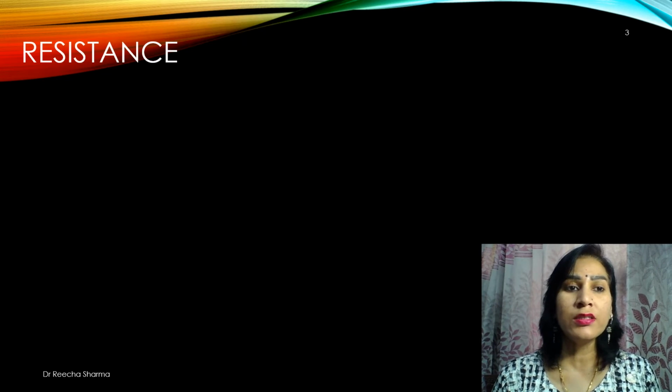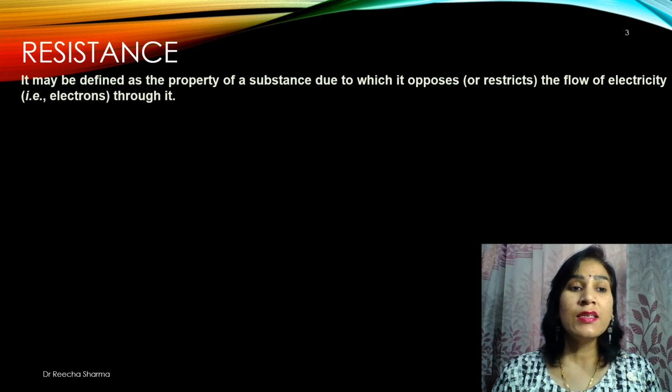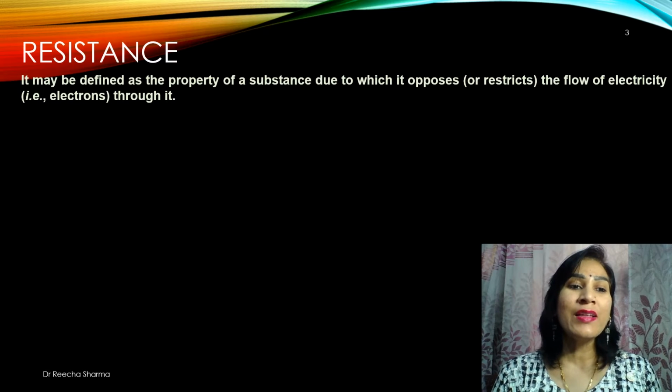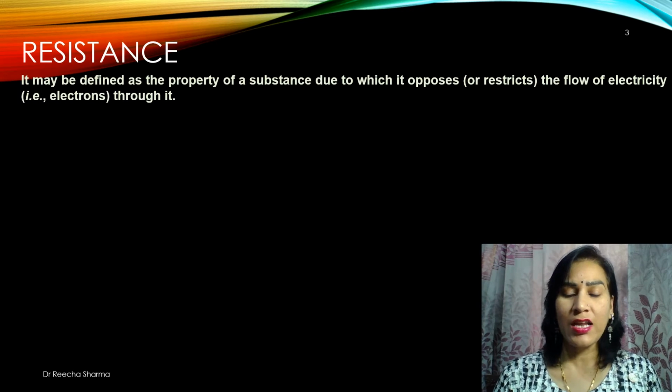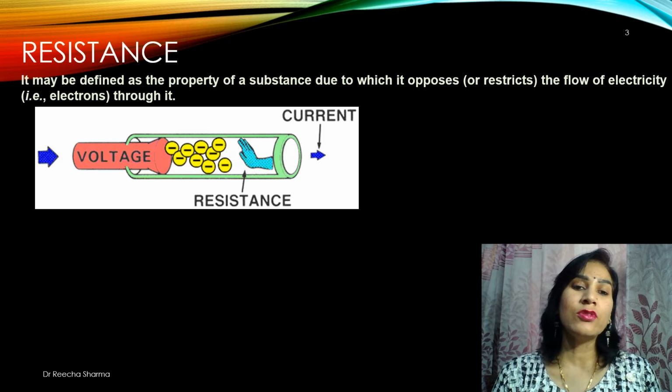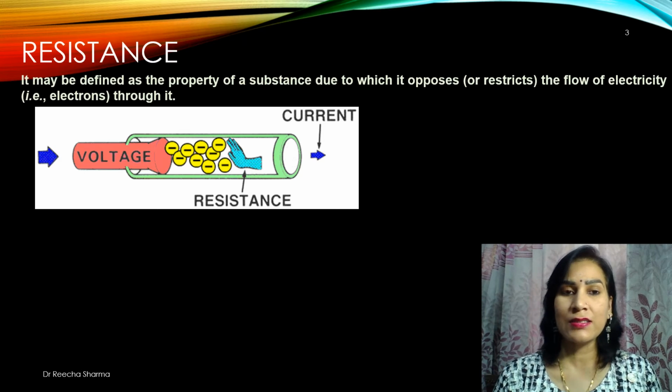First of all, the definition of resistance. What do you mean by resistance? Resistance may be defined as the property of a substance due to which it opposes or restricts the flow of electricity, that is electrons, through it, as shown in the diagram. It opposes the flow of the electrons. That which opposes the flow of electrons is called resistance.